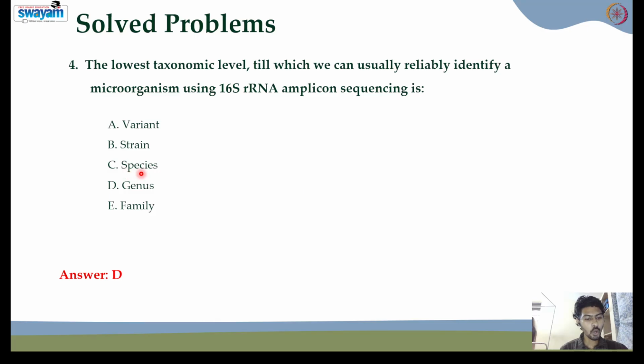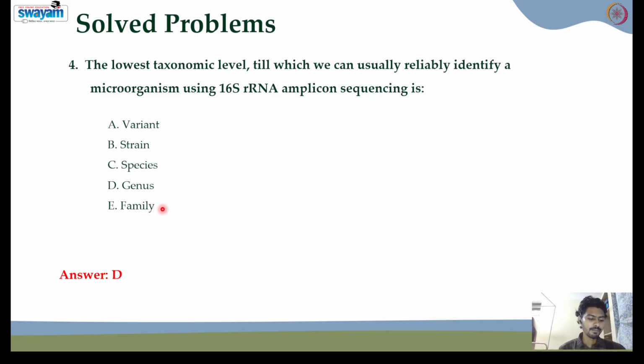If you see option C, species level identification, especially with 16S rRNA, is way more challenging, especially for closely related species, due to high 16S rRNA gene sequence similarity. That is why species level identification is very difficult. And next, if species level identification is very difficult, the next taxonomic level is genus. That is why up to genus we can conveniently identify a microorganism using the 16S rRNA sequencing approach.